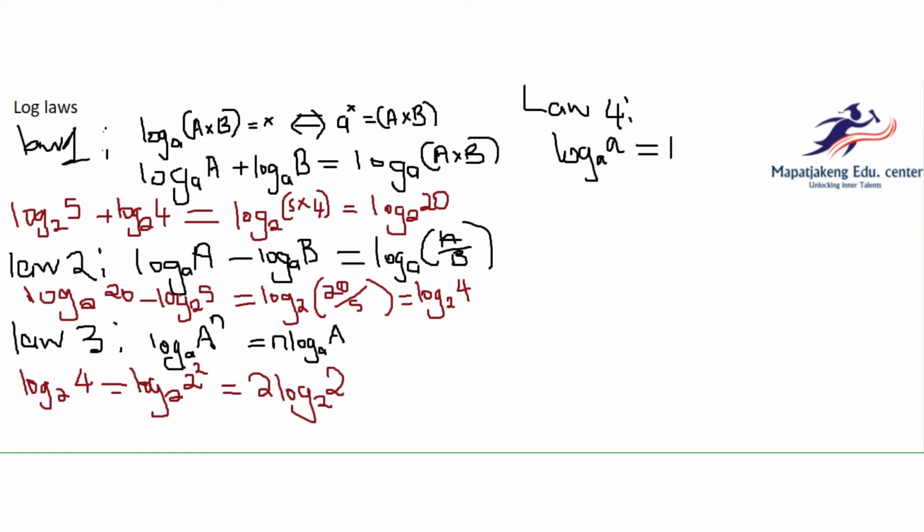For instance, here you see we have 2 log 2 2. All this means is it's just going to be 2 as this coefficient, and in brackets we have 1 because this is the same as that. It's 1. Then our answer here is going to be 2. I hope I'm making sense with the fourth law.